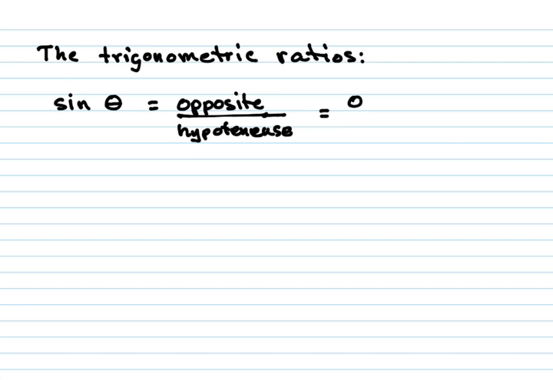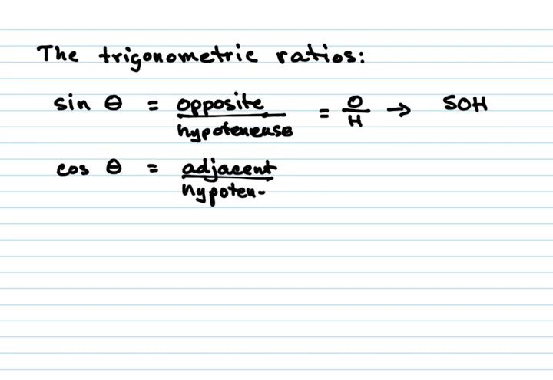And that's usually abbreviated as O over H, which gives you the mnemonic device that most students use to remember these as SO. Sine, opposite, hypotenuse. Right. The next one is something called the cosine. So the cosine of theta is simply the adjacent over the hypotenuse, and its abbreviation is A over H, which gives you the mnemonic CAH.